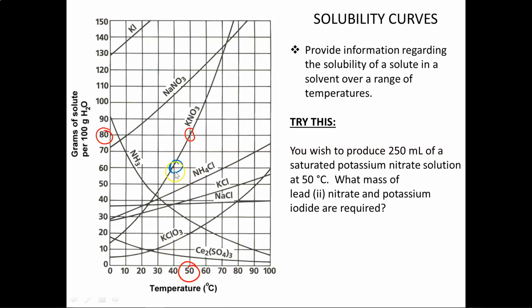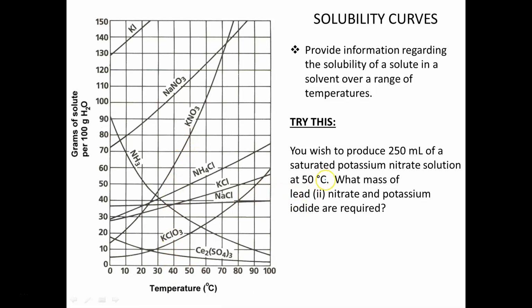Because at 40 degrees Celsius, I can only hold 60 grams per 100 milliliters of water. Originally, I could hold 80, but now I can only hold 60. So that means 20 grams of potassium nitrate will come out of the solution as a solid because it can no longer hold that much solute at this lower temperature.